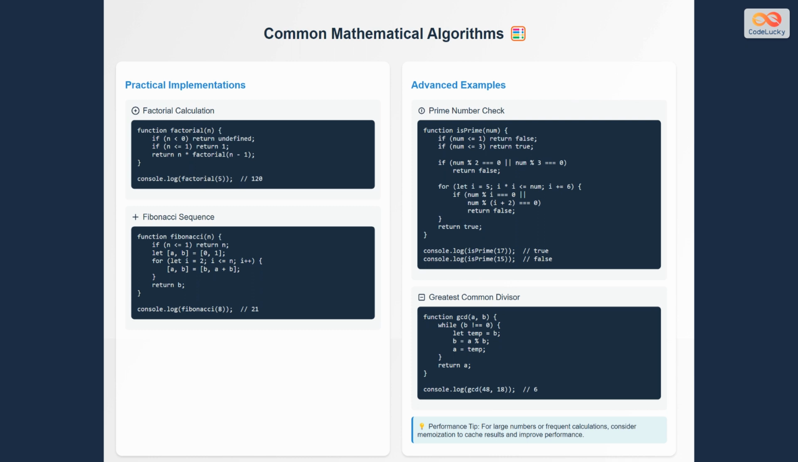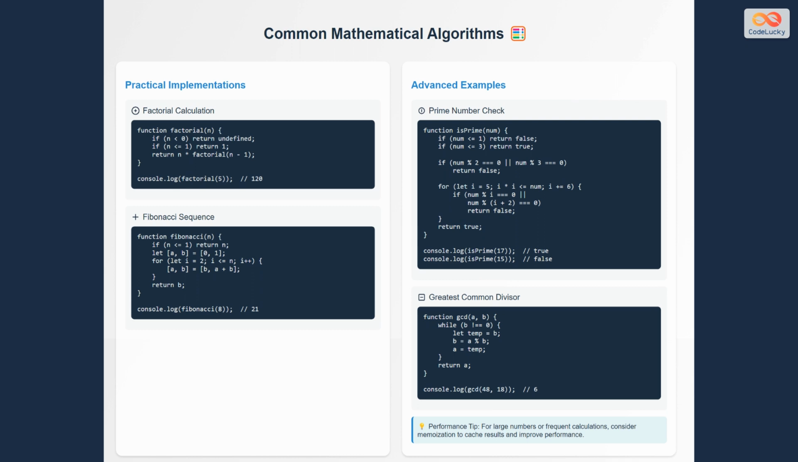A prime number is a natural number greater than 1 that is not a product of two smaller natural numbers. The first few prime numbers are 2, 3, 5, 7, and so on. Here's a function that checks if a given number is prime or not by dividing it with numbers up to its square root.